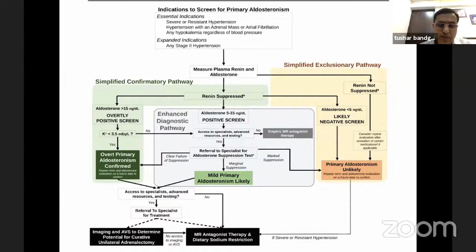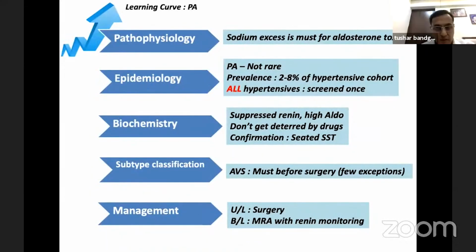It could be simplified by just doing a plasma renin and aldosterone value. If renin is suppressed and aldosterone is more than 15, it really goes to the experts for managing. Less than 5, the patient does not have PA, and at 5 to 15, then at least the patient should be put on a mineralocorticoid receptor antagonist so as to improve the cardiovascular outcomes in these patients. And those patients who progress may be looked at for further PA evaluation.